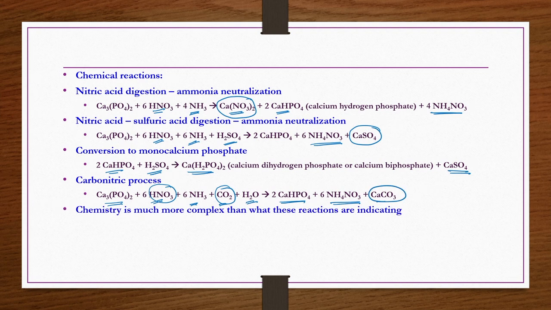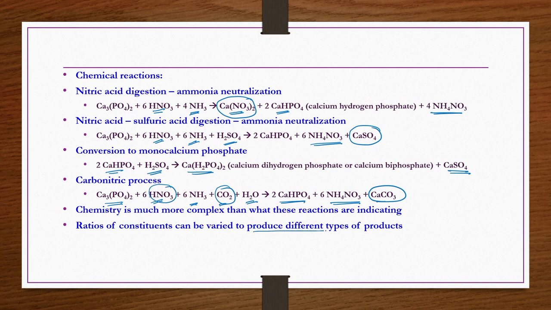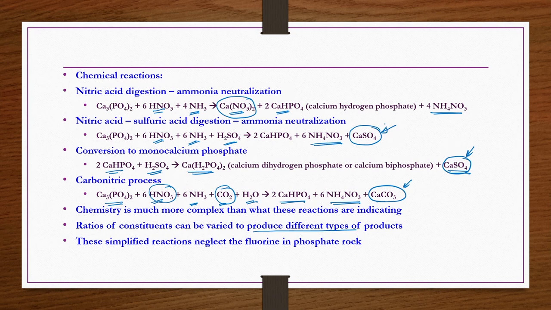Now you see the reactions are very simple, but the chemistry is much more complex than the reactions are indicating, because with small variations in these quantities, different reactions may take place. Ratios of constituents can be varied to produce different types of products in this process. These simplified reactions neglect the fluorine in phosphate rock. In these reactions, calcium sulfate and calcium carbonate are forming, so these are easy to remove from the process. But calcium nitrate is not easy to separate, because it is highly hygroscopic and then the product becomes very lumpy. So in order to remove this, you have to do the crystallization at low temperature.